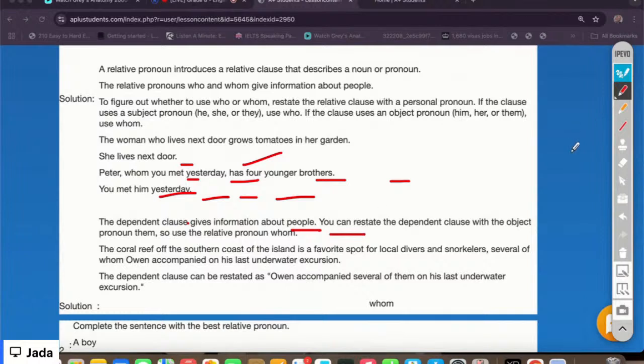So that's it for the who and whom. You have to just take note of how to use them. We use who when it talks about people, so persons, right? And then when it's an object pronoun, him, her, or them, you use whom. But then he, she, or they, you would have to use who. Okay?